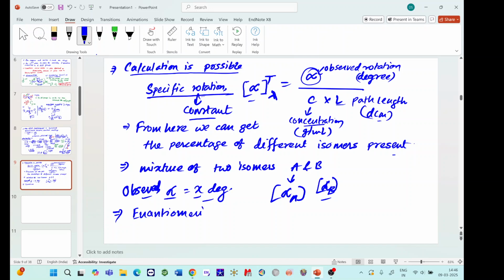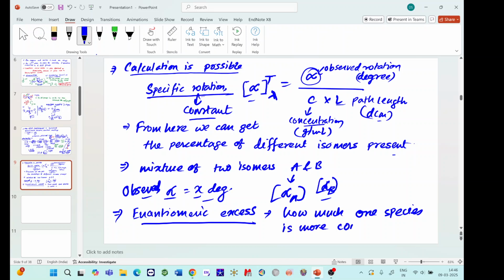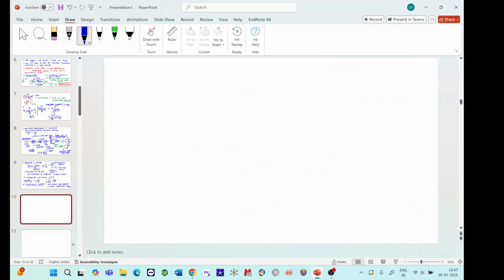Enantiomeric excess. What is enantiomeric excess? It is how much one species is more compared to the other. We'll try to do some exercises with this one so that we can understand, but that is later. Let us complete this part.